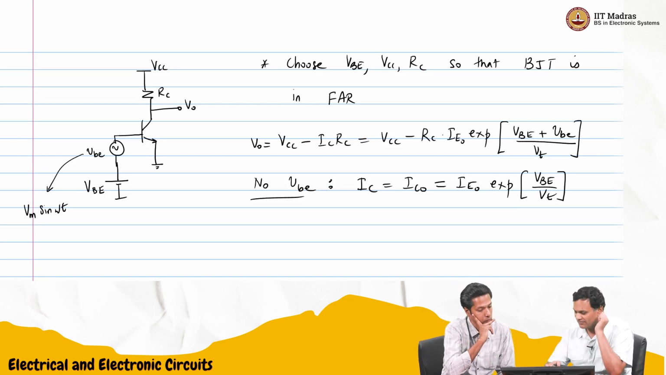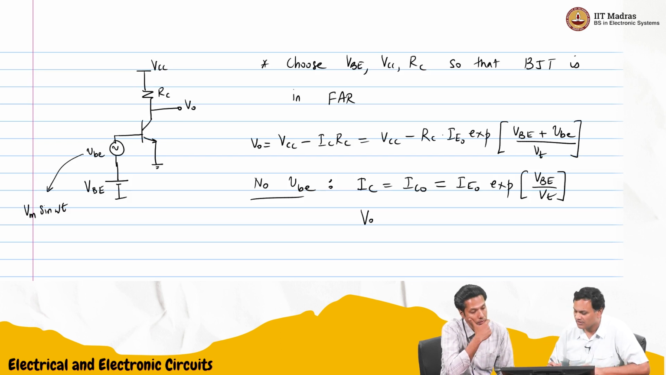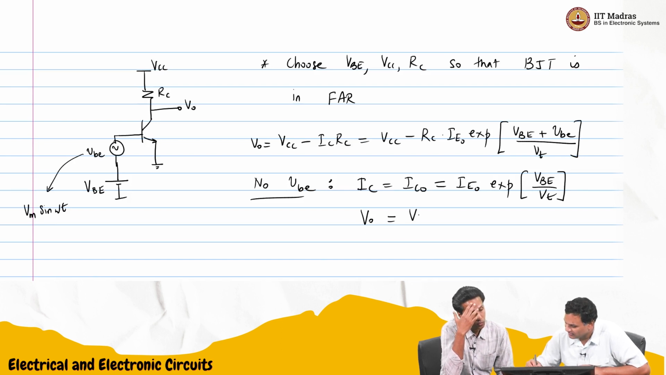Even if there is no VB, we also know that the output corresponding to that will be VC. Maybe we already called that V naught.